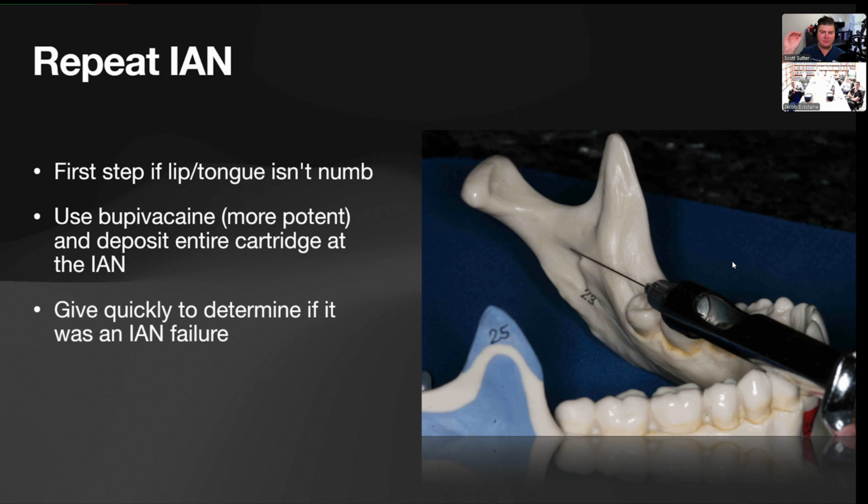If it's not numb, do that. Once it's numb, then we can move to the next steps. I've seen a lot of people who give one IA and then go straight to an intraosseous. I'm like, well, you probably missed the IA. You have to make sure that one's numb first. Then you can go to the other fun techniques.